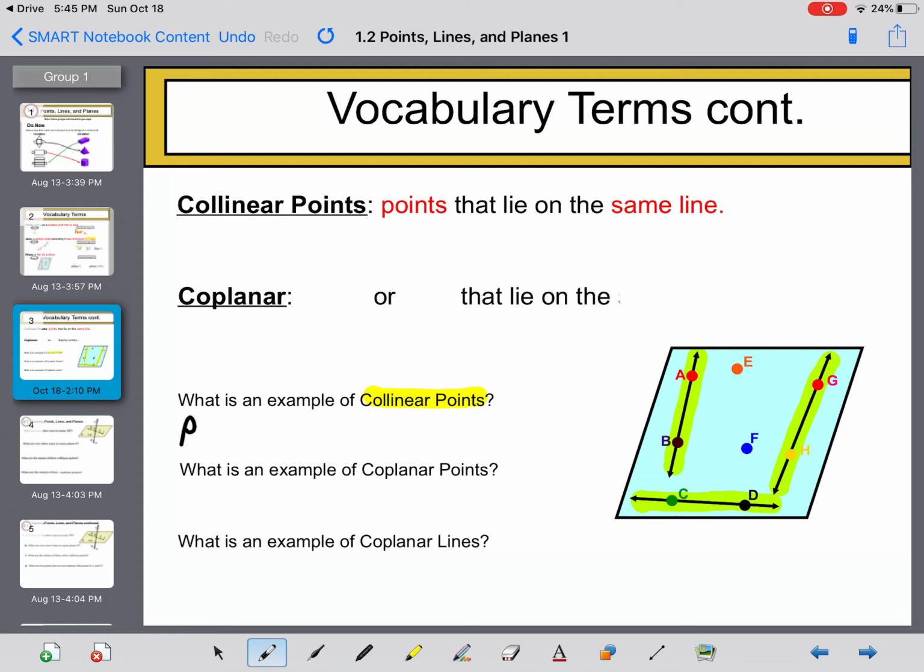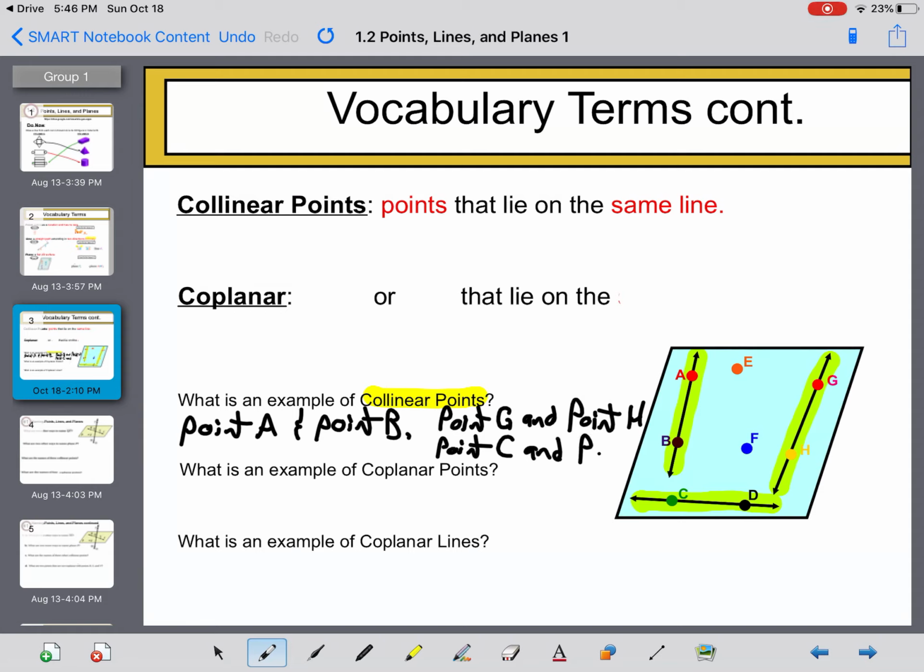For example, point A and point B. Point G and point H. Or point C and point D. Those are examples of collinear points.